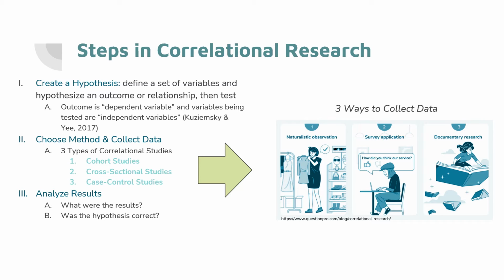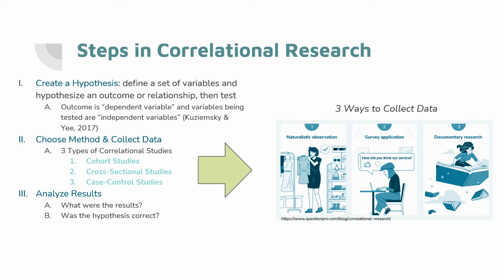So the steps in correlational research, the first step, of course, is always to create a hypothesis. The researcher defines a set of variables, including an outcome of interest, and then tests for the hypothesized relations amongst the variables. The outcome is known as the dependent variable, and the variables being tested for association are the independent variables.